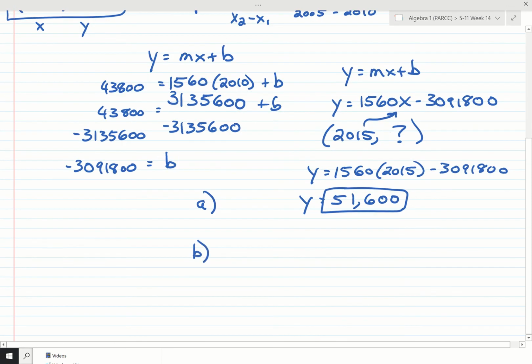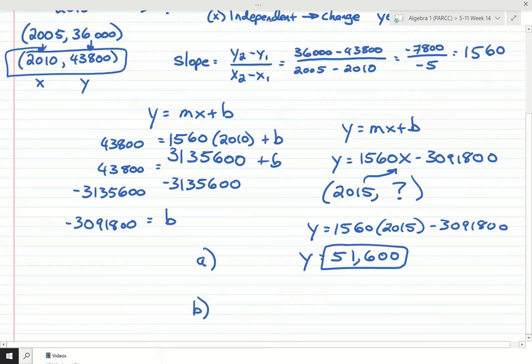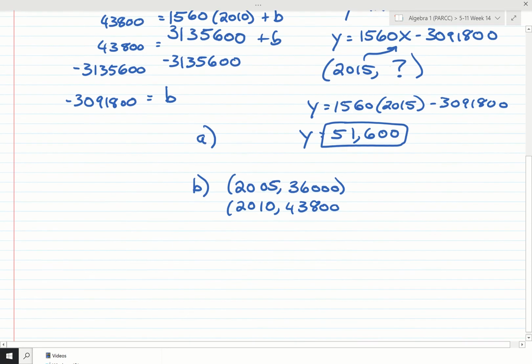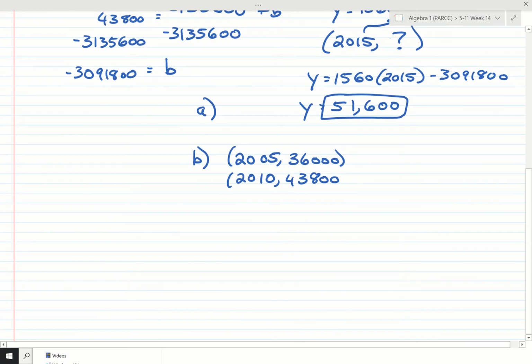Now for part B, it's saying which expression is an appropriate exponential model for the population of the city. Let t represent the time in years since 2005. So let's take a look at what we know. We know that in 2005, the population was 36,000. And we know that in 2010, the population was 43,800. So for part B, it's asking us to test out some models.